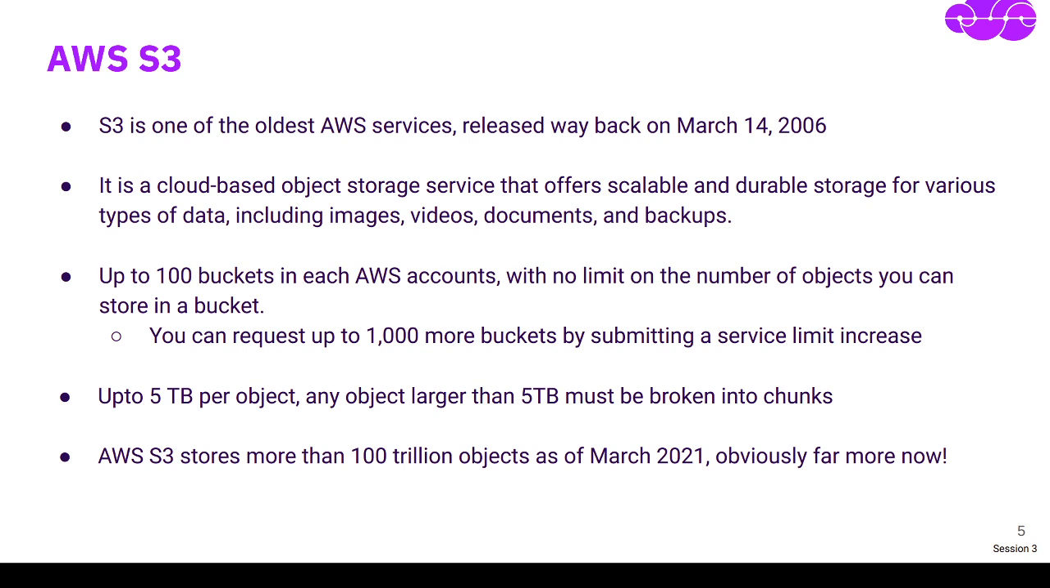The maximum limit for an object is 5 terabytes. Any object larger than that is broken down into chunks, simply because that's how the object upload API works. You need to break the object into more parts. Right? So the largest single object that you can upload is 5 terabytes, right? And currently, I don't have the latest numbers, but pick this up from Wikipedia. S3 stores more than 100 trillion objects across its entire infrastructure as of March 2021. Definitely this number is on the higher end now.